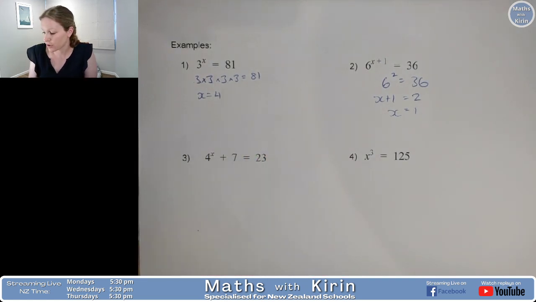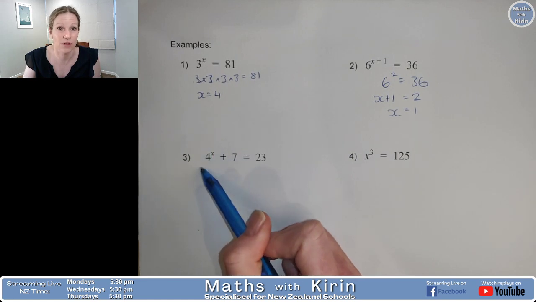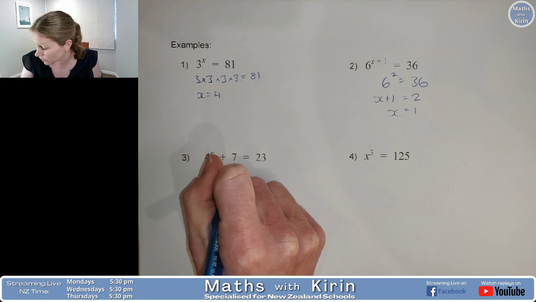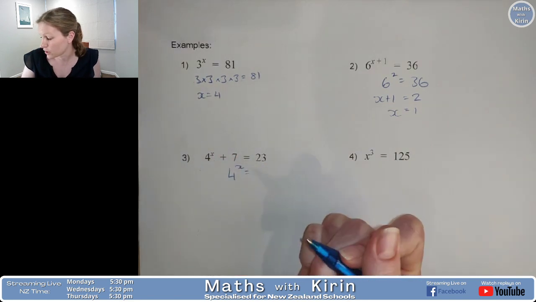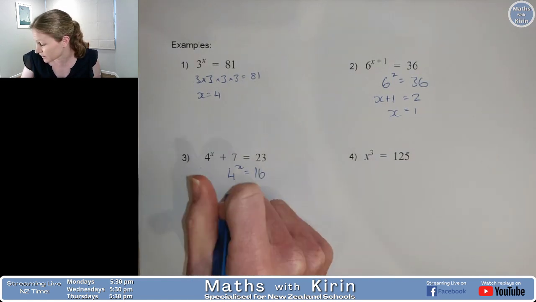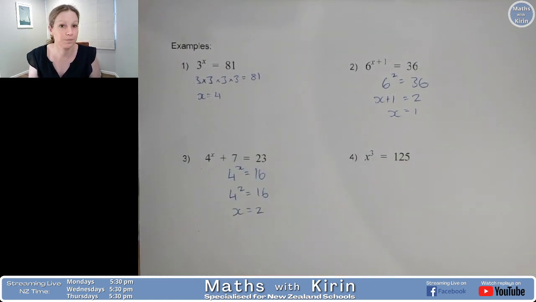Question 3: we've got 4 to the power of x plus 7 is equal to 23. Like a linear equation, we want to isolate the 4 to the power of x, and then we can use the exponential techniques to solve for x. So we move our 7 across first, and 23 minus 7 is 16, and 4 squared is 16. So x must be equal to 2.